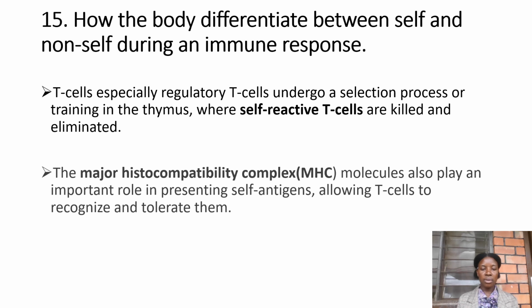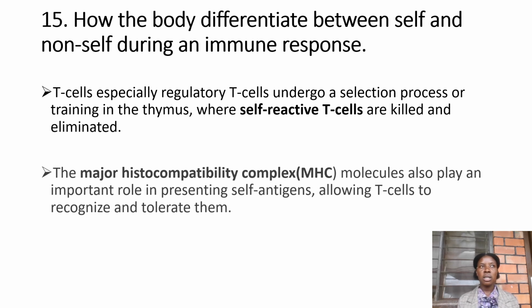Let's start with how the body differentiates self and non-self during immune response. In immune response, there is a contribution of different types of white blood cells, including B cells and T cells. B cells originate in bone marrow and develop there, and T cells originate in bone marrow and develop in the thymus.